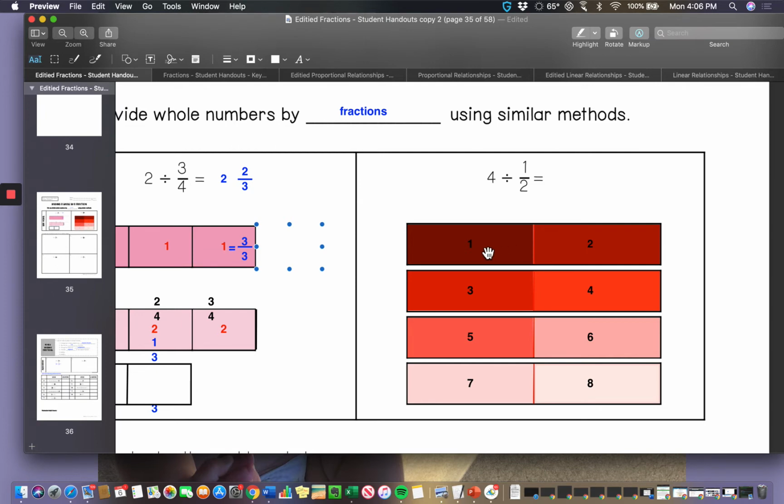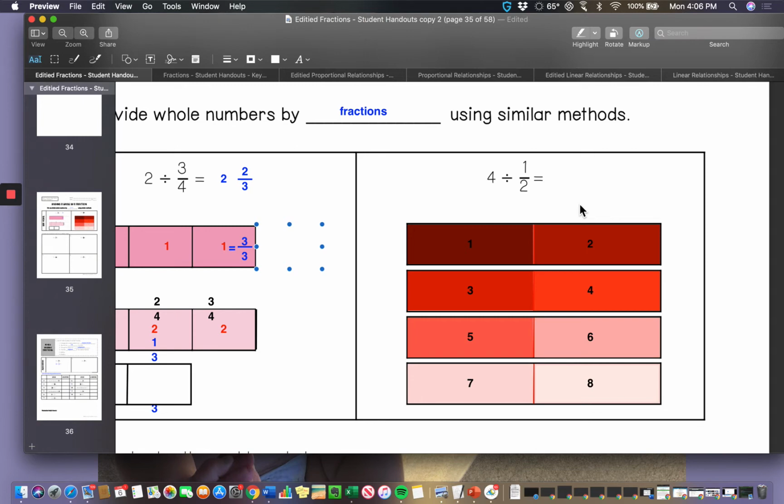Well, I can simply count how many halves there are. There was 1 here, 2, 3, 4, 5, 6, 7, and 8. Each part of this is a half. It's half of the whole number. So how many halves are there total in 4? You have 8 total. And you can think of it like this.